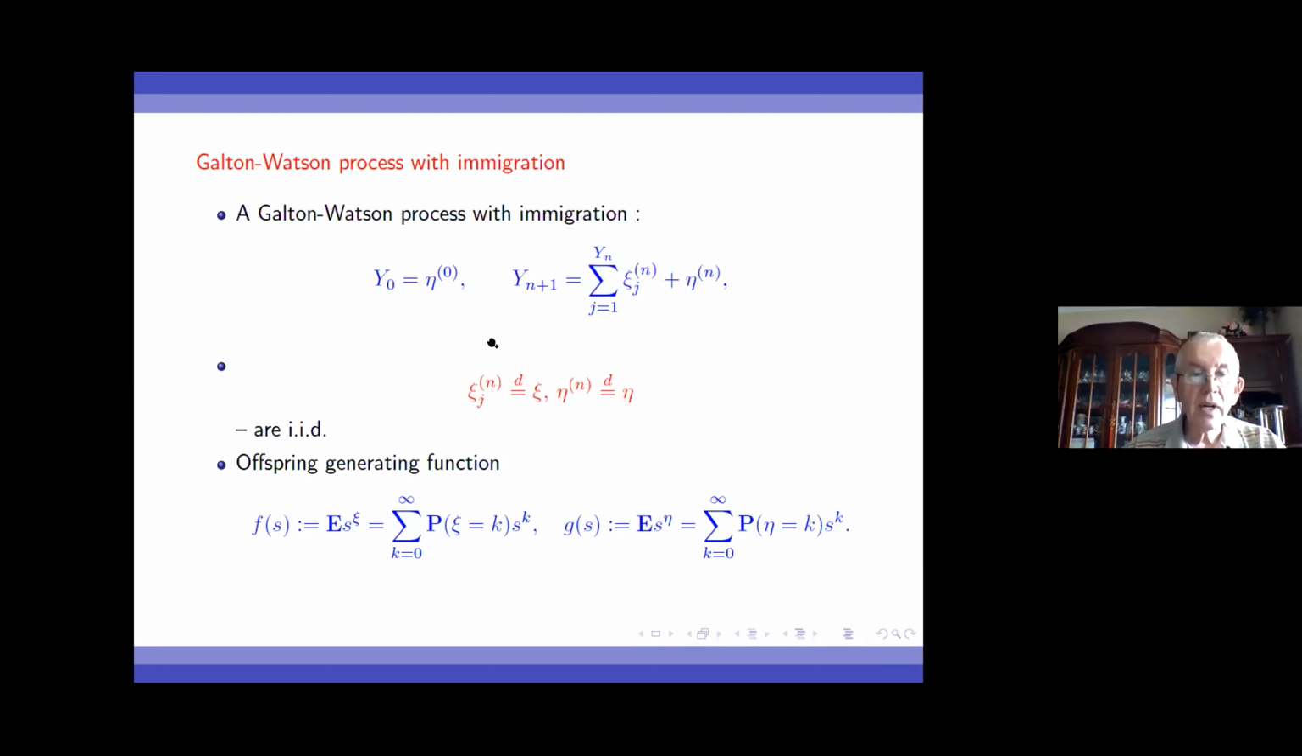For the ordinary Galton-Watson process with immigration, the number of children has the same distribution for all generations. The same holds for the number of immigrants. The process is specified by two probability generating functions: F of s, which describes the number of children of the basic particles of the process, and G of s, the probability generating function for the number of immigrants coming to the respective generation.